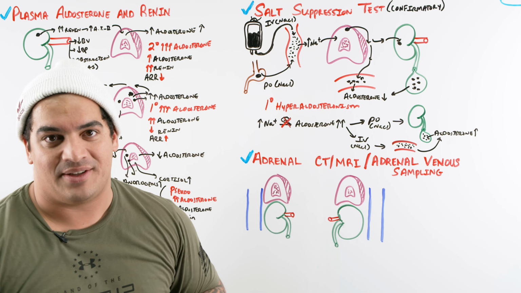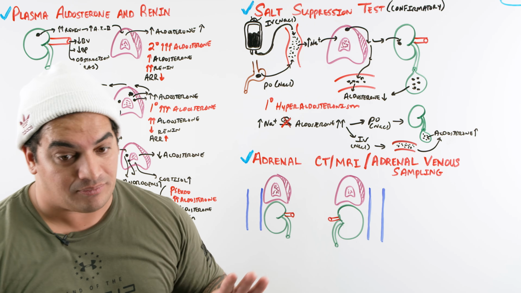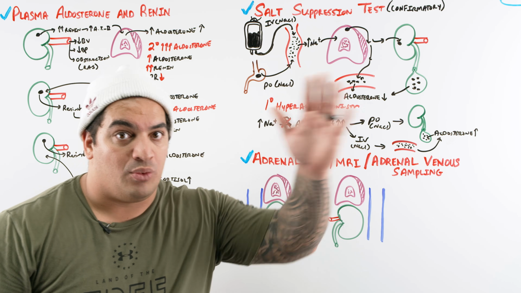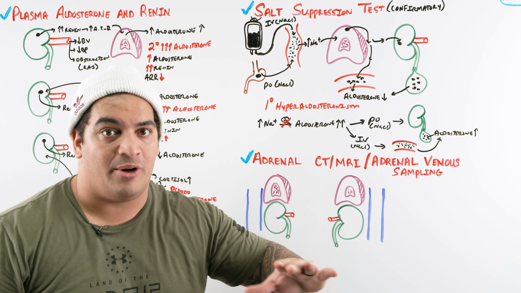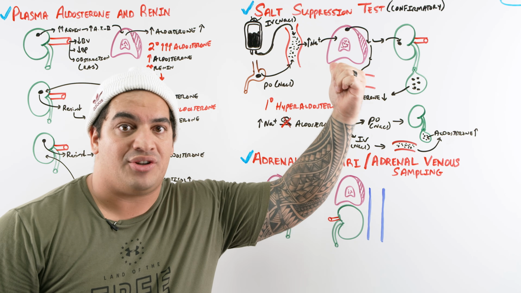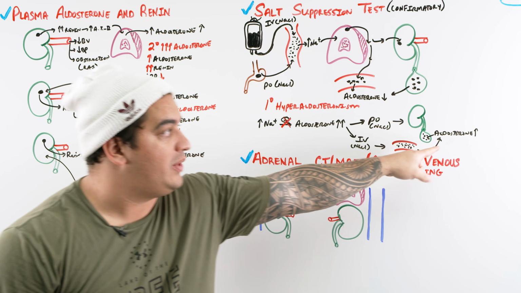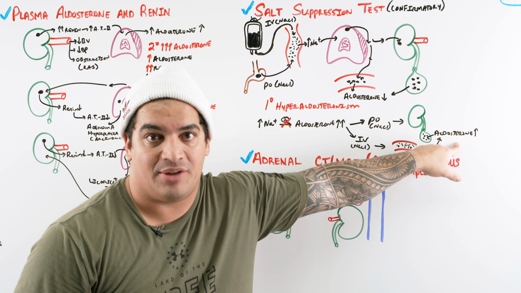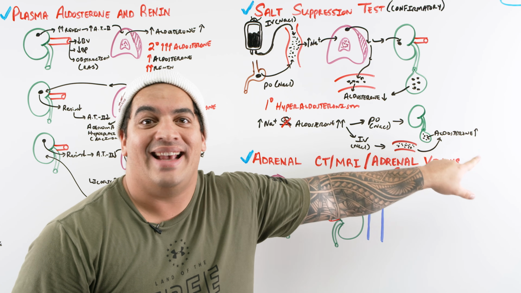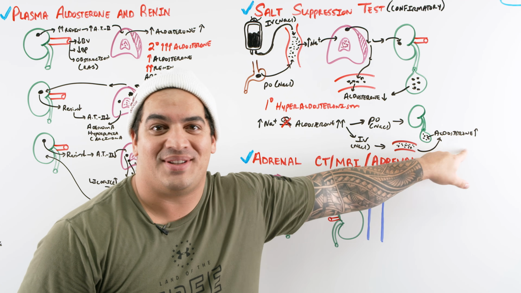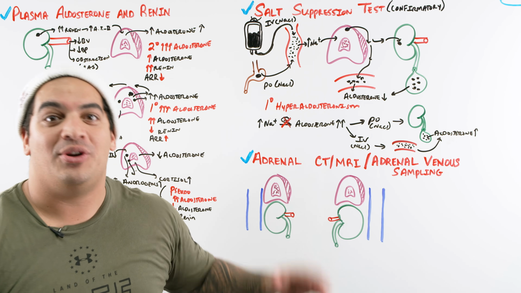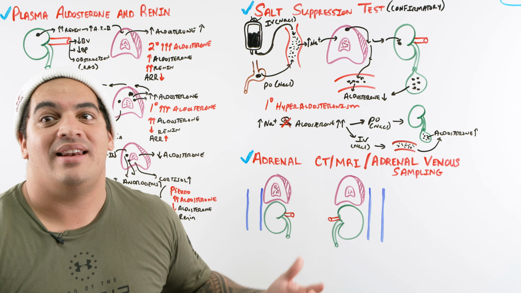That's a confirmatory test. So then we say, okay, the plasma aldosterone was super high, renin was low, the aldosterone-renin ratio was high, and the confirmatory salt suppression test was positive, showing that the patient does have hyperaldosteronism. Now we have to figure out, is this an adenoma, is this hyperplasia, or is this carcinoma? How do we do that? So we have to come down now and talk about the next step here.